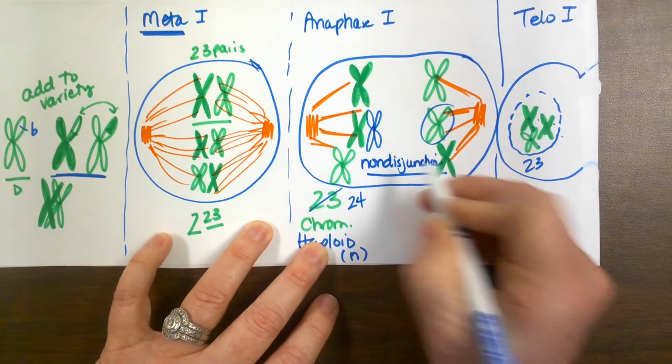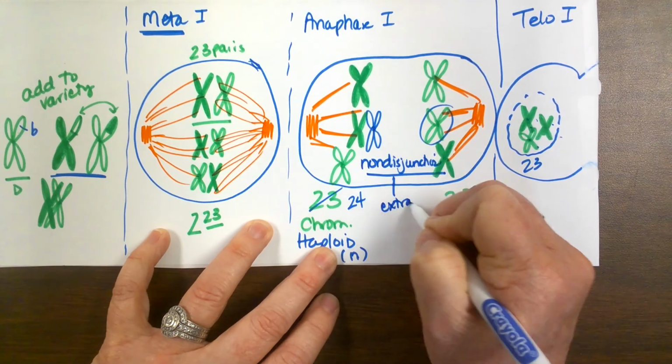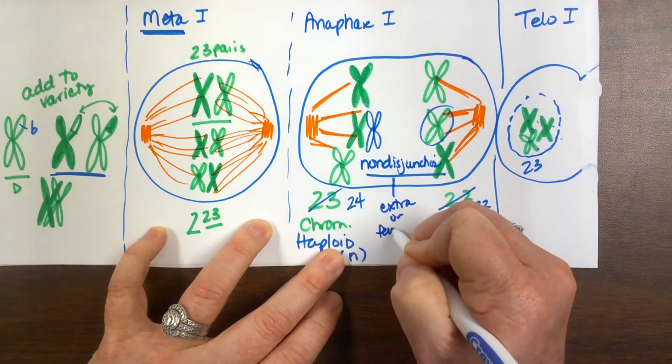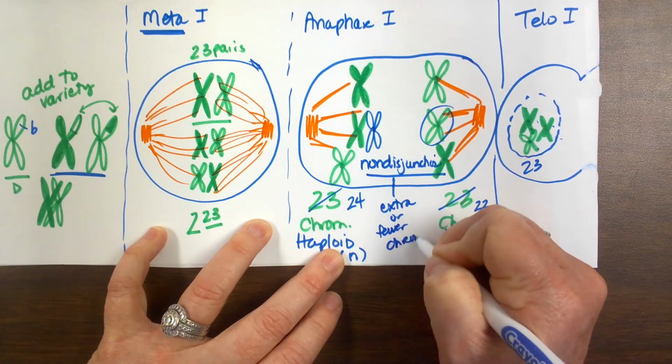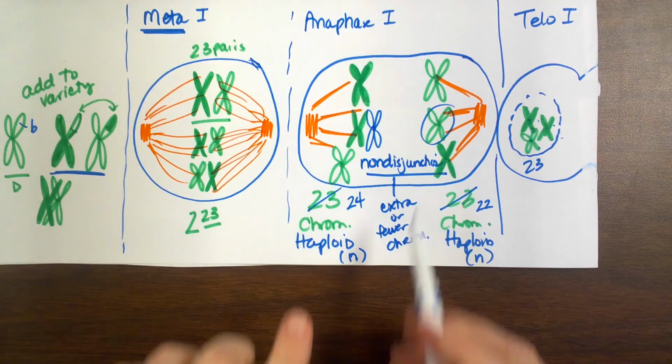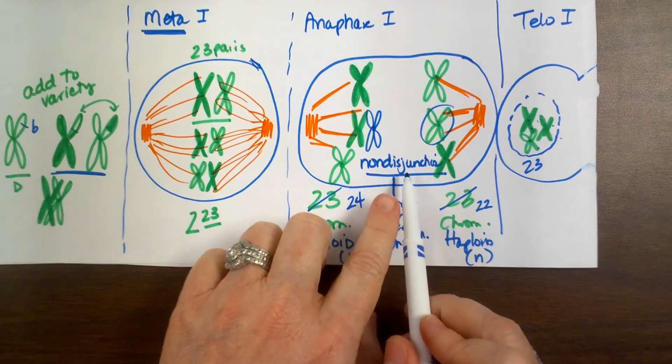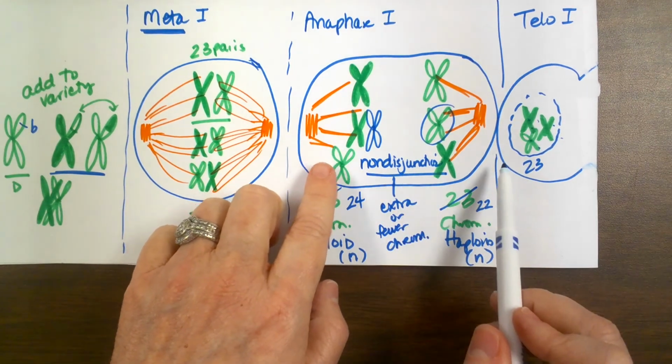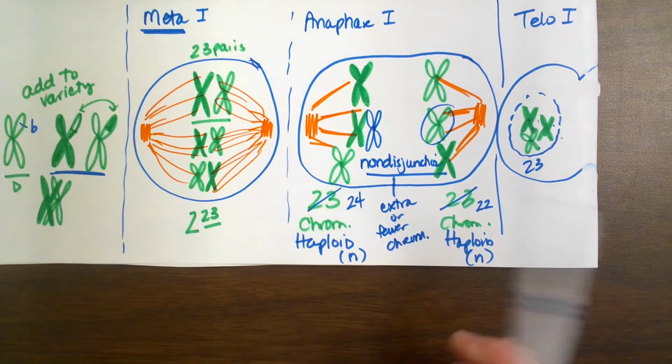And non-disjunction is what causes extra chromosomes or fewer than normal chromosomes. Okay, and there's a lot of disorders that we can talk about. The most common disorder caused by non-disjunction is Down syndrome, and that's where you get two 21s instead of a 21 going left and a 21 going right. Two of them go in one spot. So that's not good.